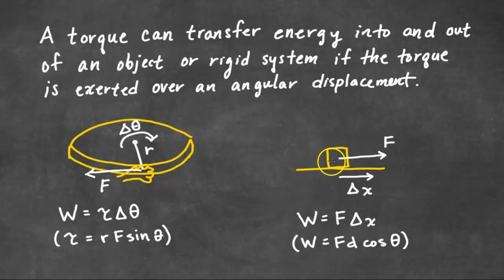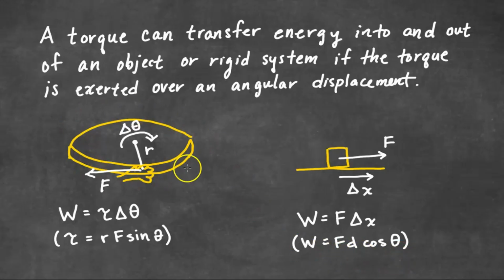So here we have a box and we push it to the right with a force F over a displacement of delta x. The amount of energy put into the system or removed from the system is equal to the amount of work that is done on the system. And work is equal to force times the displacement. If the force and the displacement are not in the same direction, then we use work is equal to F d cosine theta. Theta is the angle between the force and the displacement.